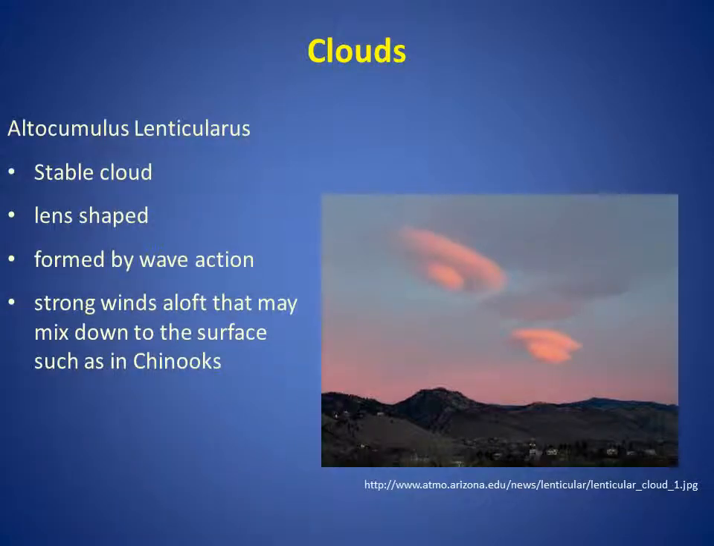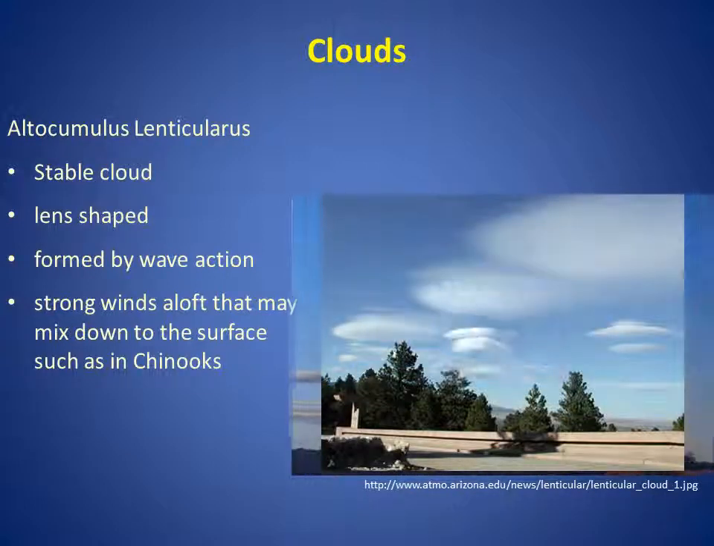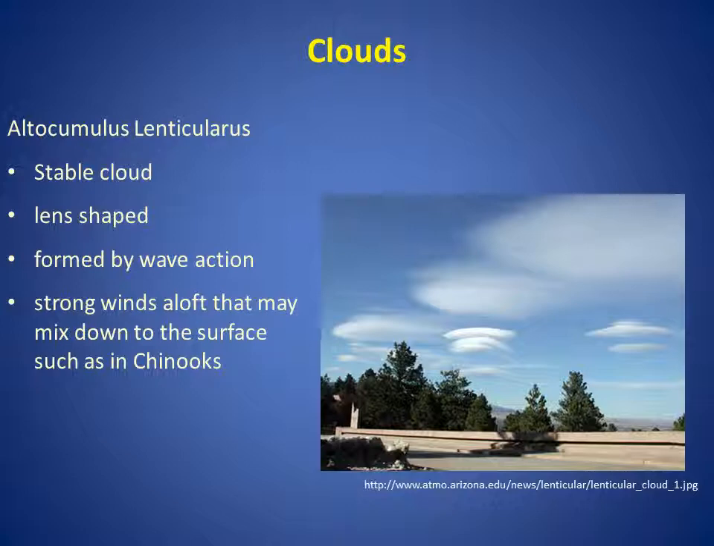Altocumulus lenticularis sounds very complicated, but they are often found in mountain locations. They are a stable cloud formed by strong winds against a mountain. They create a lens-shaped cloud and are often accompanied by strong winds that mix down to the surface.